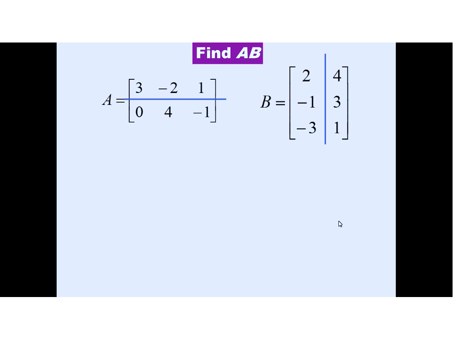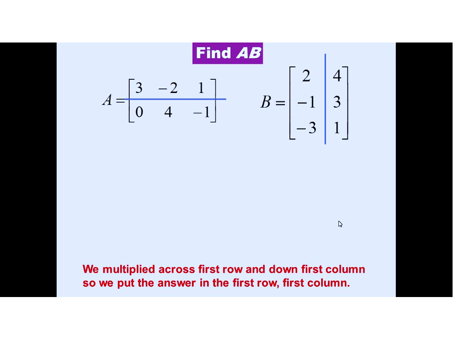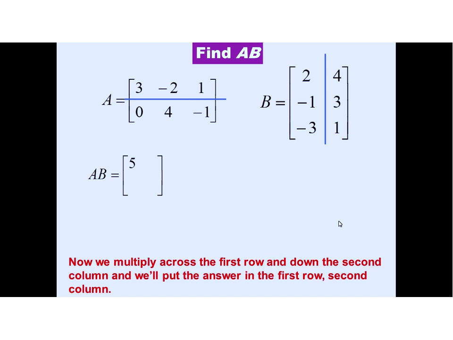We want the second element. So first we multiply the first row and second column. So 3 multiplied by 4, and we multiply across the first row and down the first column, and we put the answer in the first row. Okay, in this way we can multiply. We get the 5, as in the previous slide I showed you how we can get the 5. Now we multiply across the first row and down the second column, and we will put the answer in the first row and the second column.